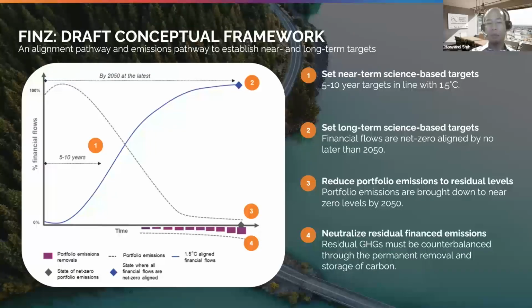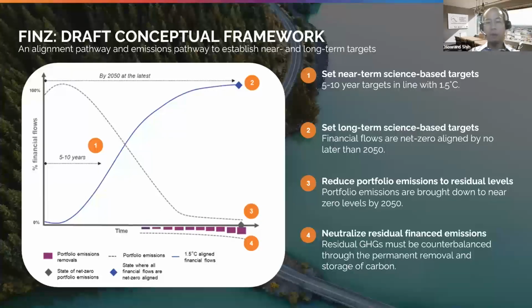And this reflects the crucial role of FIs in increasing the share of their financial flows that are going to entities or activities that are transitioning along 1.5C pathways. This reflects our theory of change to get the financial sector to engage and influence the real economy to transition.